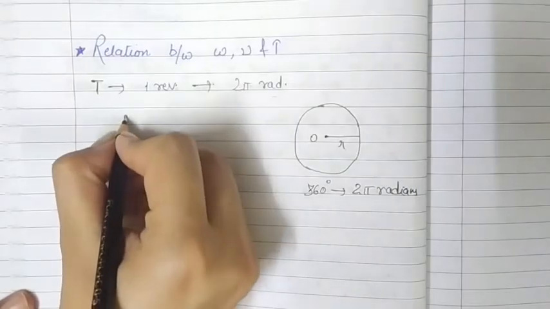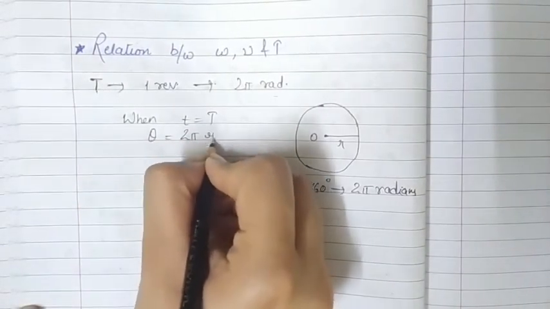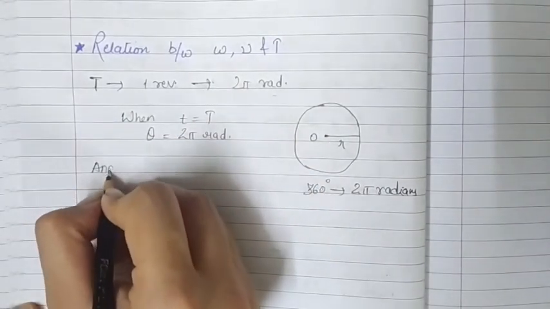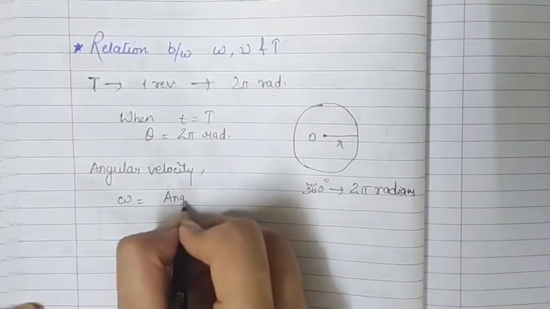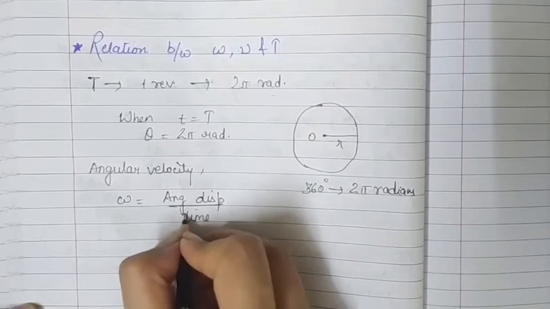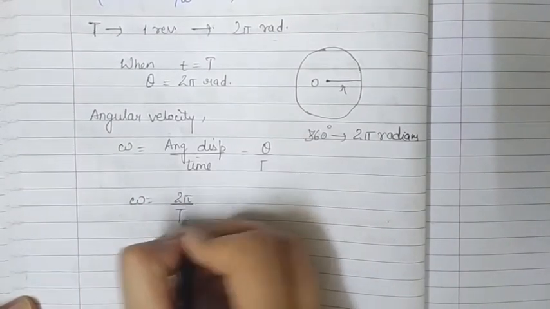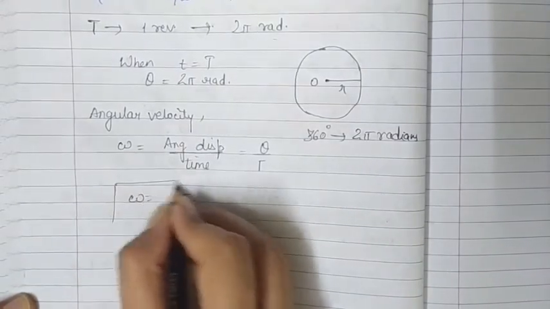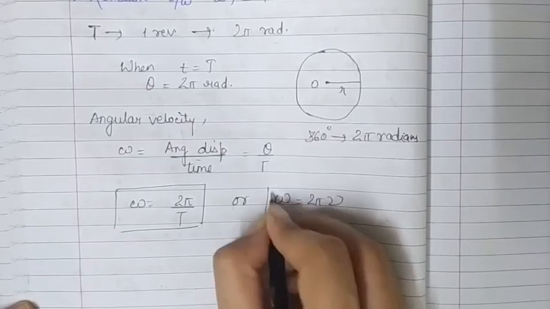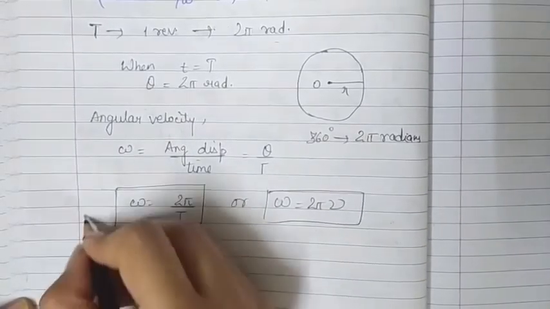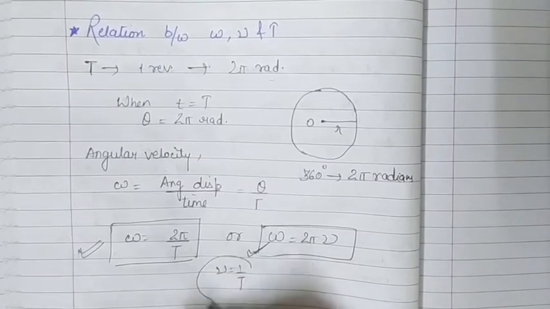So what we know is capital T is the time period in which one revolution will be completed, or 2 pi radians of angular displacement will be covered. This we know. That means when t is equal to capital T, that is the time period, theta, meaning angular displacement, is equal to 2 pi radians, and if it is so, then angular velocity, that is omega, will be angular displacement upon time. So it is theta upon t, and we can write it as omega is equal to 2 pi upon T, because theta is 2 pi. So omega और T के बीच का relation हो गया: omega is equal to 2 pi upon T, or we can write it as omega is equal to 2 pi nu, because 1 upon T is equal to nu. So these are the required relations between omega, nu and T. These are the relations, and nu is equal to 1 upon T. ये तो this we know already.